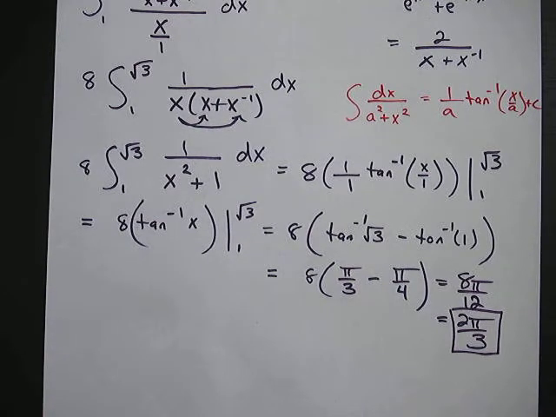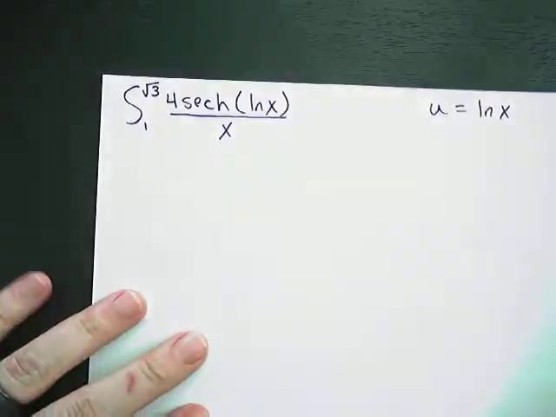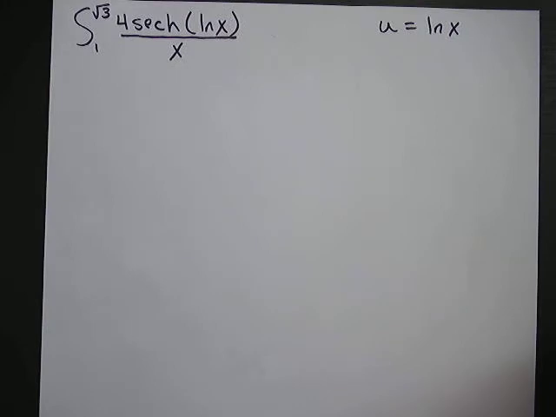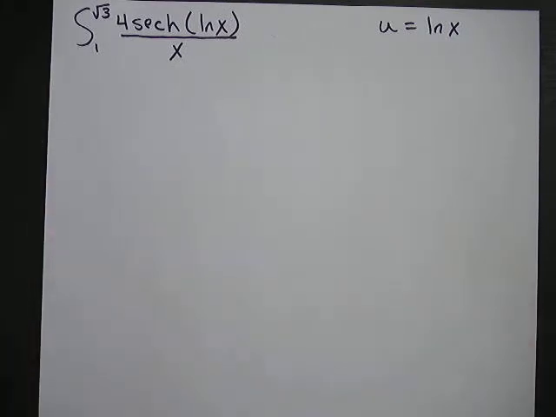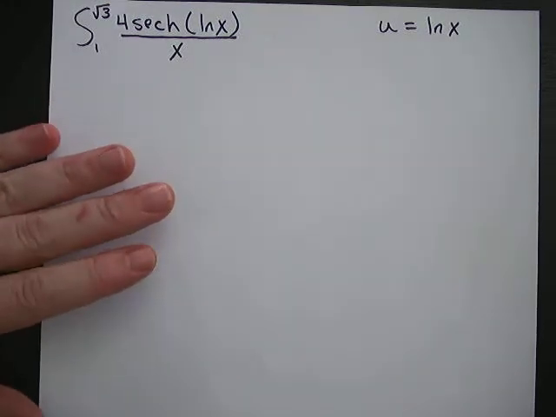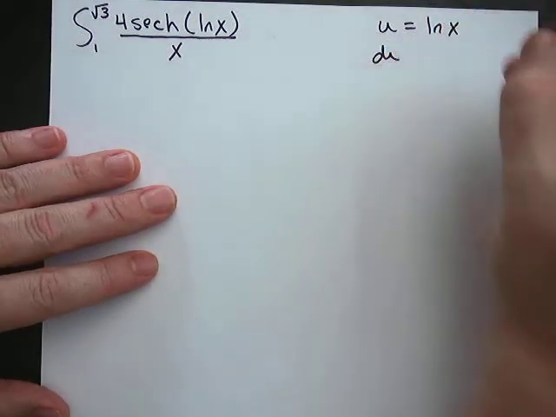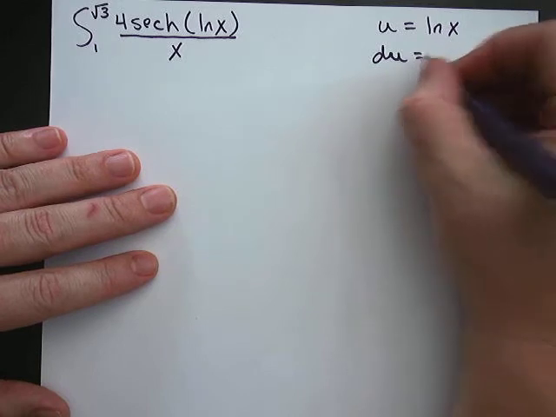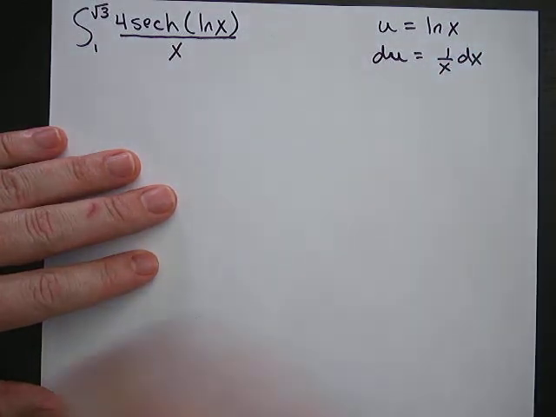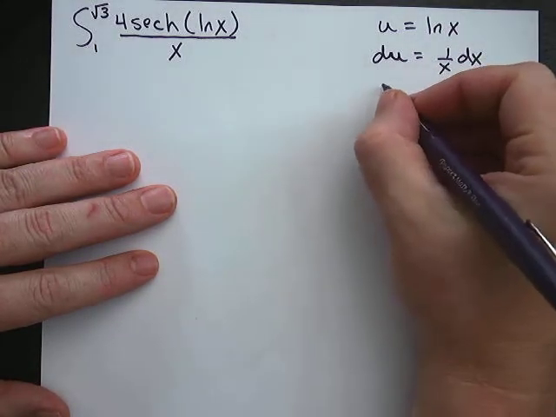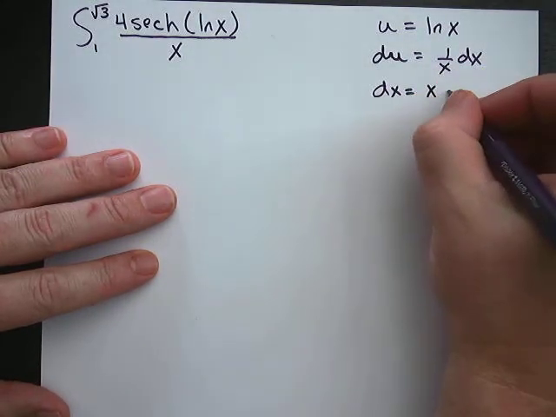Now we're going to tackle it the other way and hopefully come up with the same answer. Our next one is the same problem, except we're going to do a u substitution. If we substitute u equal to ln x, that means du is equal to 1 over x dx, and if we multiply over the x, we get dx is equal to x du.